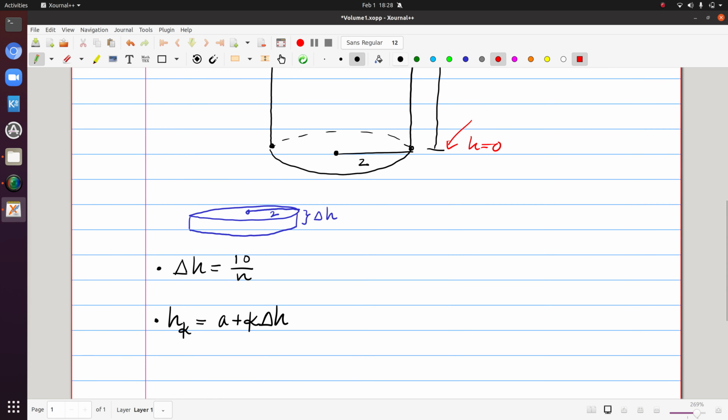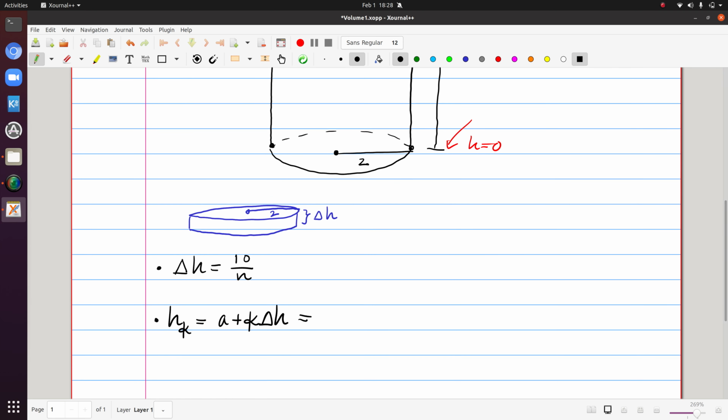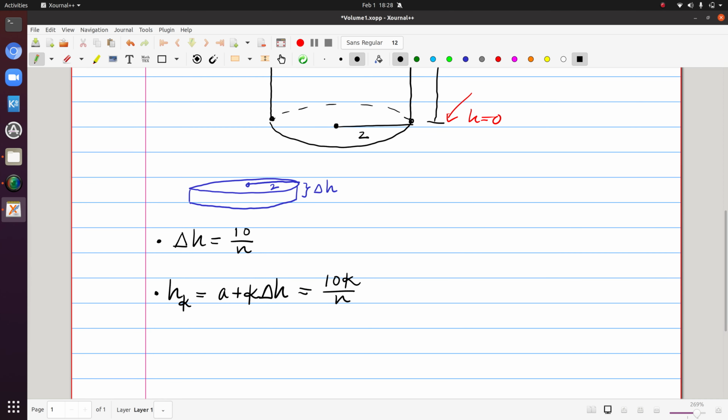So in this case, my a value is 0, and k times delta h is 10k over n. So once we have this, if I want to now look at the volume of my kth slice, again, I come back to this picture here where we saw that the kth slice is going to be a cylinder, and we're going to use then that the volume of such a cylinder will be pi times the radius, 2, squared, times the height of the cylinder, which is delta h. So we're getting here 4 pi delta h is going to be the volume of one of those cylinders.